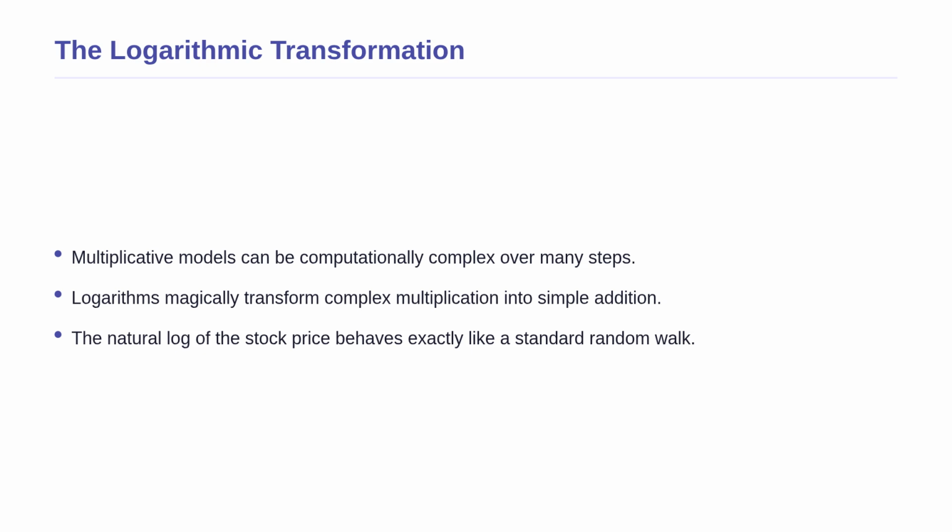This happens because a fundamental rule of mathematics states that the logarithm of a product equals the sum of the individual logarithms. In plain English, while the stock price itself follows a complicated multiplicative path, the logarithm of that stock price follows a very simple additive random walk.